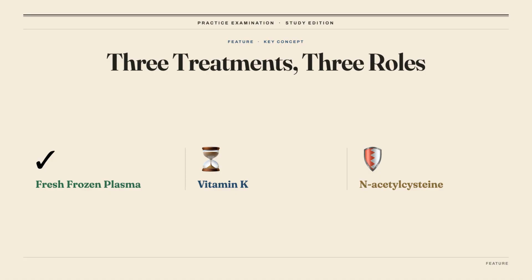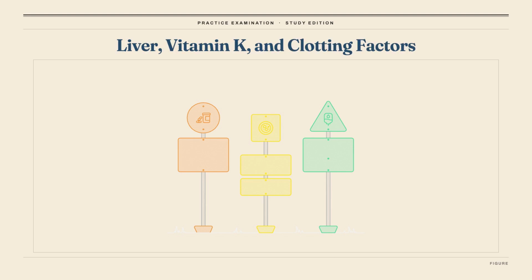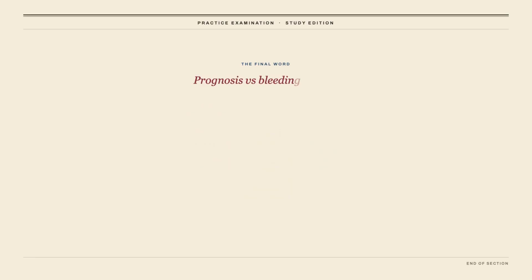Acetylcysteine protects surviving liver cells and treats the poisoning, but it cannot replace factors that are already gone. Picture the hepatocyte as the factory floor. Vitamin K is a cofactor helping finish factors 2, 7, 9, and 10, but factor 8 is built next door in the endothelium. Fresh frozen plasma bypasses the whole factory by delivering the finished product straight into the bloodstream.